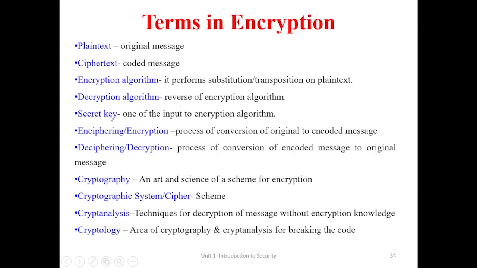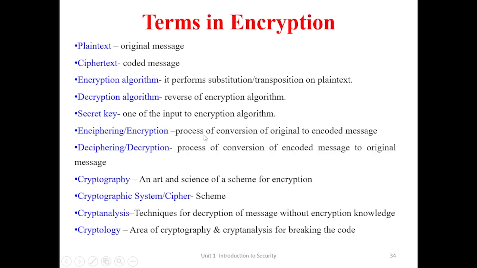Secret key is a type of key which is used for both encryption and decryption algorithm. If the same key is used for both encryption and decryption, then that encryption mechanism is called symmetric encryption. If two different keys are used, which means the sender uses one key and the receiver uses another key, then that type of encryption algorithm is called asymmetric encryption algorithm. And the words enciphering and encryption, these two terms are the same.